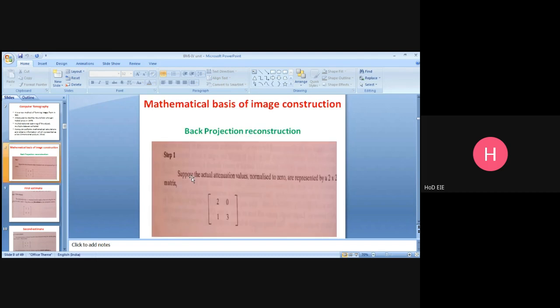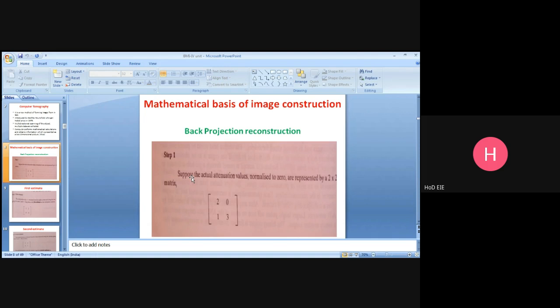As I told you earlier, there is a mathematical basis of how you are constructing the image. Here you are making use of one simple calculation method, which we call the back projection reconstruction method. We will see how we move on to this method.